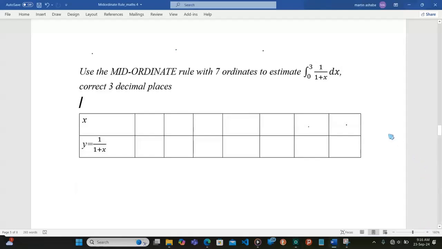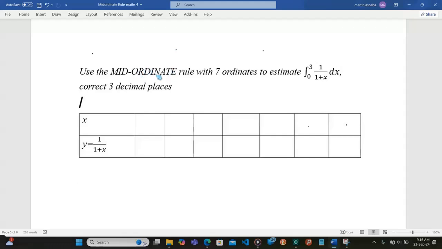Again, we are looking at how we can use the mid-ordinate rule with 7 ordinates to estimate that integral. The guiding question says use the mid-ordinate rule with the 7 ordinates to estimate the integral of 1 over 1 plus x from 0 to 3 with respect to x, and correct the answer to 3 decimal places. Right away, let's start. We have to understand the mid-ordinate rule.